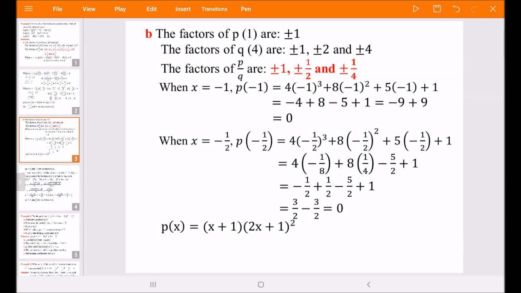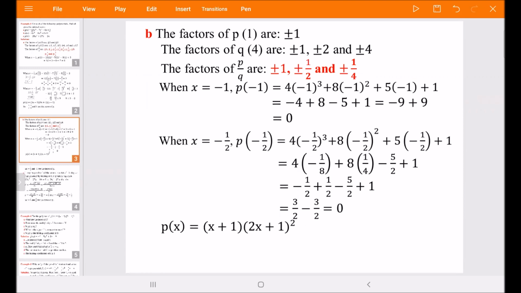We have here 1 over 2 plus 1. 2 times 1 is 2. 2 plus 1 is 3. So it is equal to 3 over 2. 3 over 2 minus 3 over 2 is equal to 0. And P of x, if you try to express P as a product of its factors, is equal to x plus 1 times 2x plus 1, the whole square.